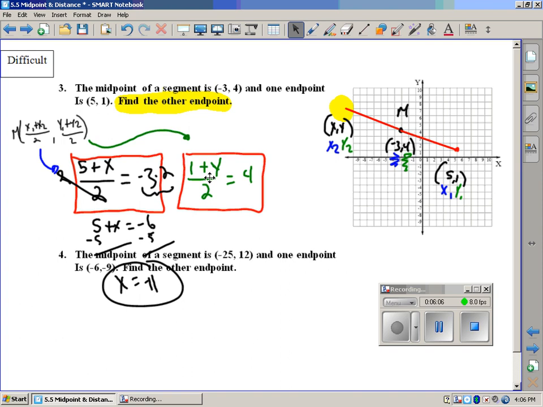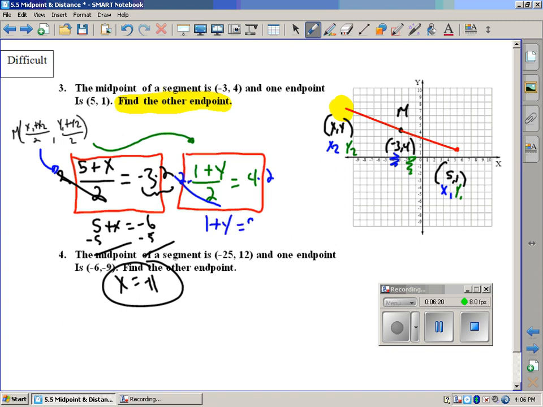Over here, I'll just use a different color. Bluish. I'll go ahead and multiply both sides by 2 over here. Those cancel. I now have 1 plus y equals 8. Minus 1. And we now have y equals 7.